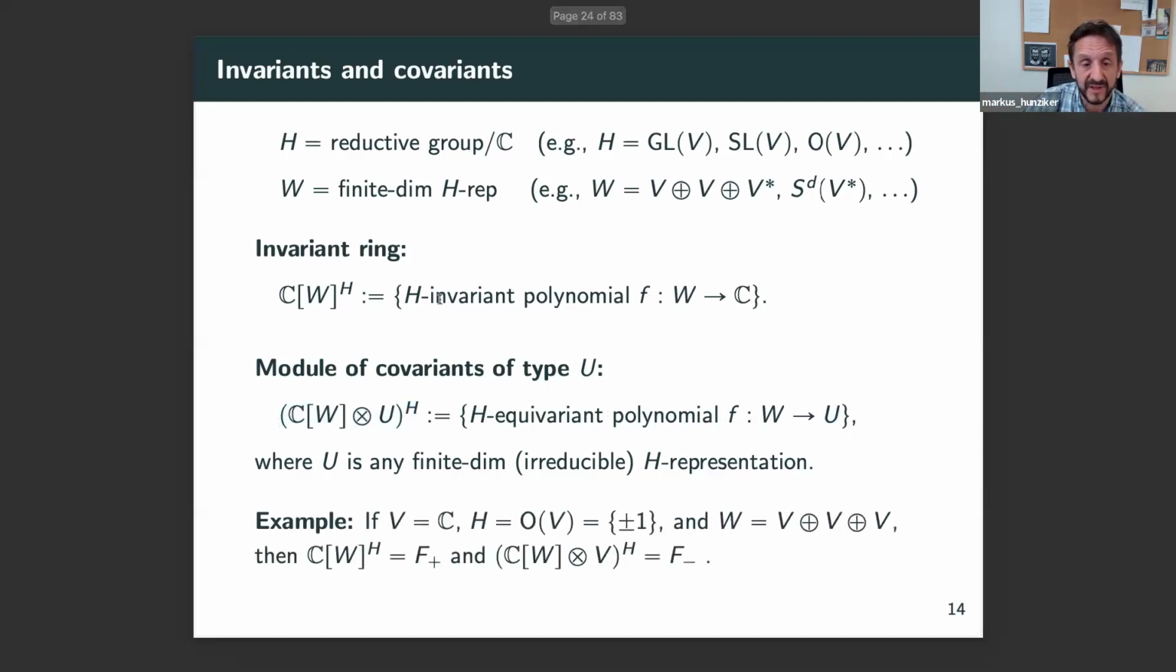Let's link this up with the example from the prelude. If V is the natural representation of the group plus or minus 1, which is an orthogonal group, the orthogonal group in 1 dimension, and W is 3 copies of this natural representation, so a 3-dimensional representation, then the invariant ring is what I used to call F plus, and the module of covariants of type V is the odd degree polynomials. There the group acts according to the sign. So this is an example of a module of covariants, the odd degree polynomials, for the simplest of simple groups.